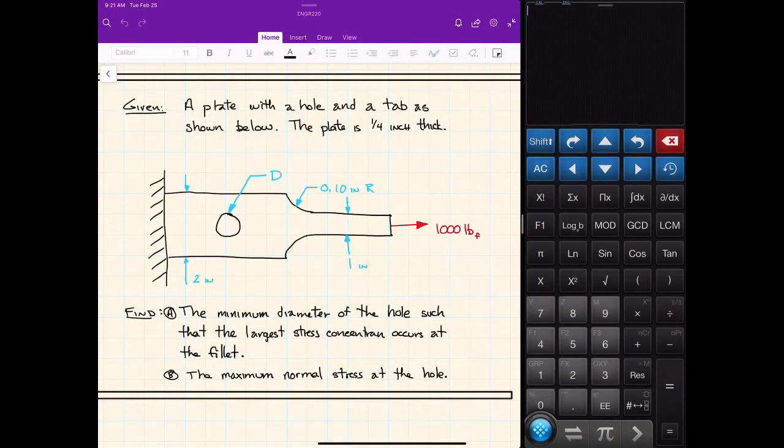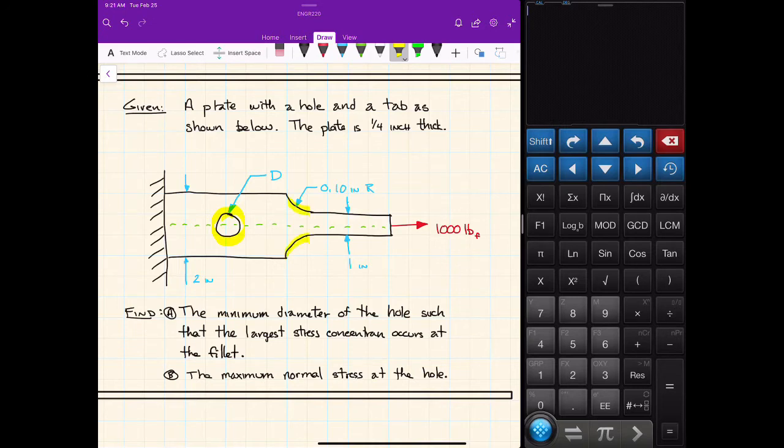We have a plate with a hole. The plate has an axial load, so if we had a longitudinal axis, this load is along that axis, this 1,000-pound load. It's attached to a wall over here at the left-hand side, and what we want to do is find the minimum diameter for the hole that we have cut into this plate, so that the largest stress concentration occurs at the fillet, either one of these fillets.